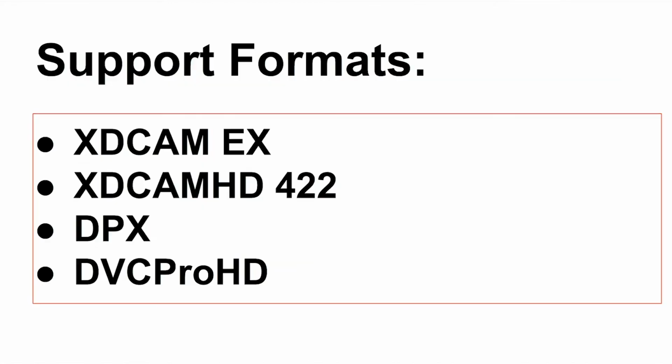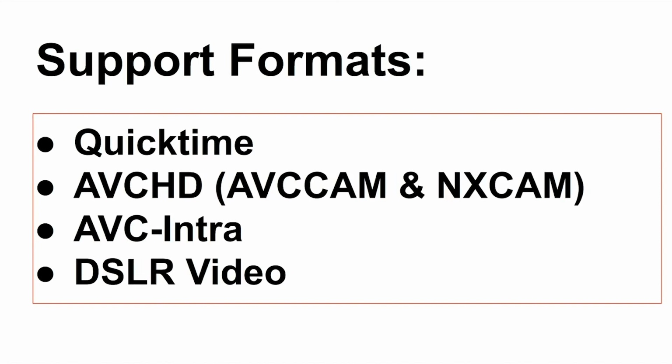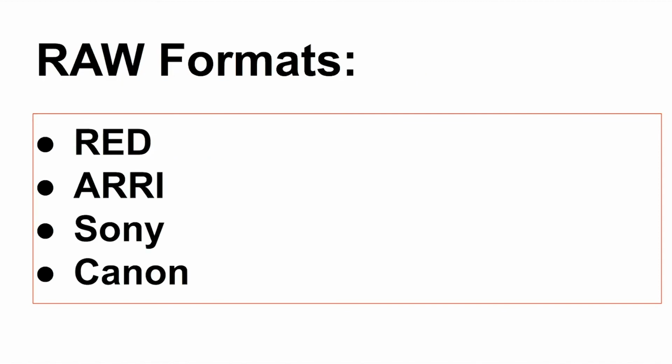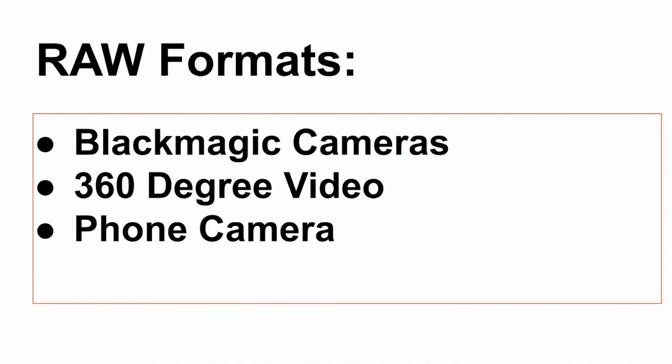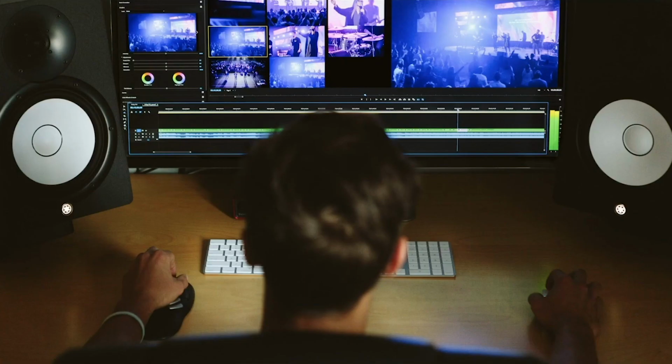Premiere Pro supports many media file formats, including XDCAM, XDCAM HD 422, DPX, DVCPro HD, QuickTime, AVCHD, including AVCCAM and NXCAM, AVC-Intra, DSLR video, the most popular one, and Canon XF. RAW video formats are supported too, including media from RED, ARRI, Sony, Canon, and Blackmagic cameras, as well as multiple 360 degree video and phone camera formats. Yeah, this is an amazing software. And that's Adobe Premiere Pro, which is a non-linear editor.